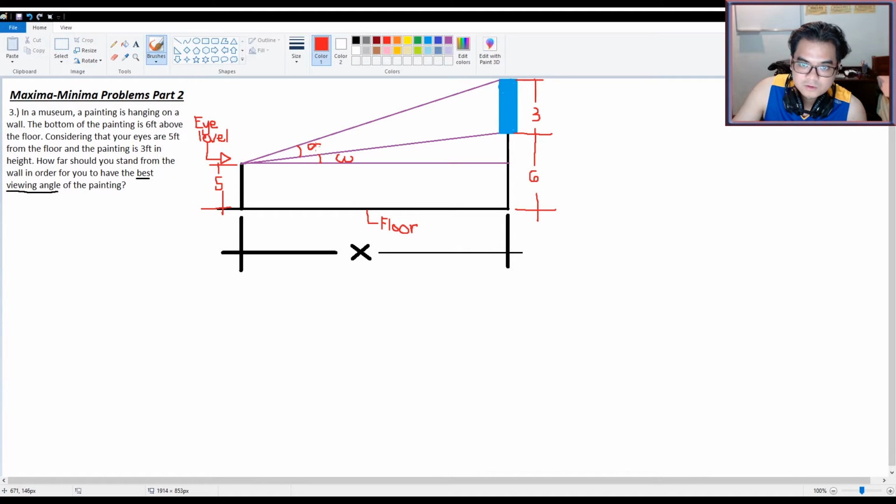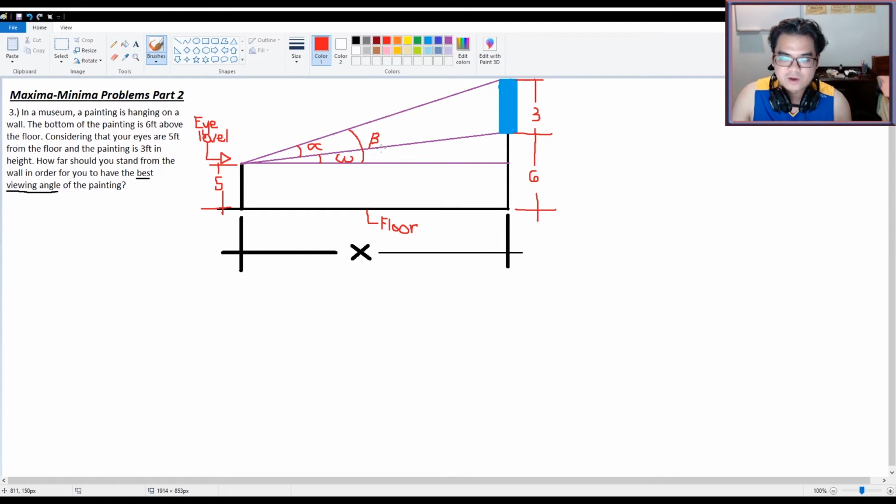And let's say that this big angle is your beta. So you have to think which one of these angles must be maximized in order for you to have the best viewing angle. Of course, the angle that looks directly at the painting, which is the alpha, right? This is your eye level. Of course, you have to focus on the painting, looking from the bottom of the painting to the top of the painting. So alpha must be maximized.